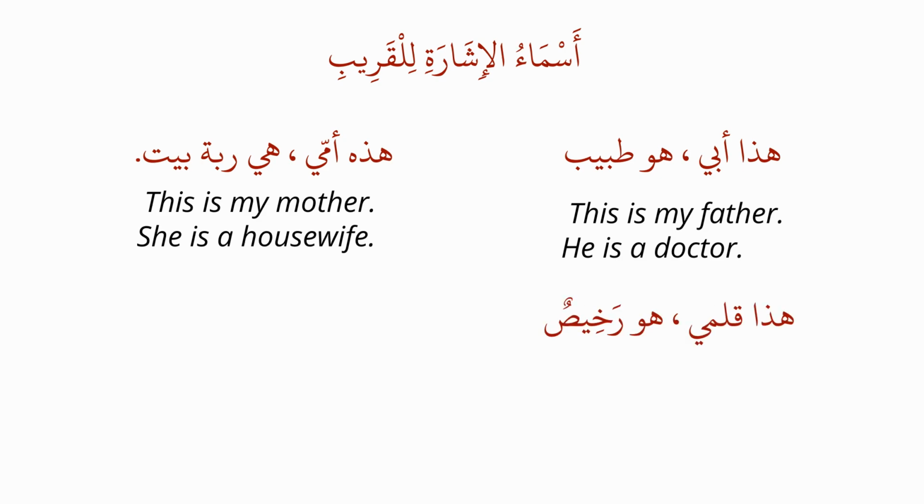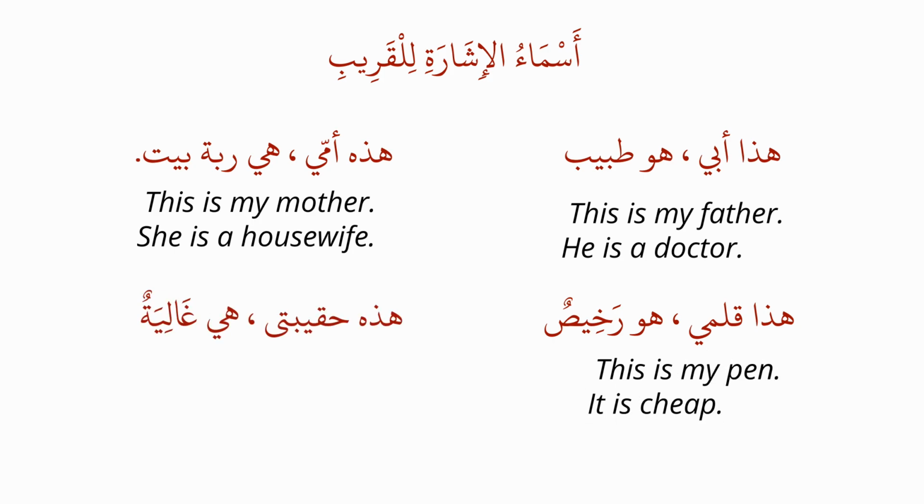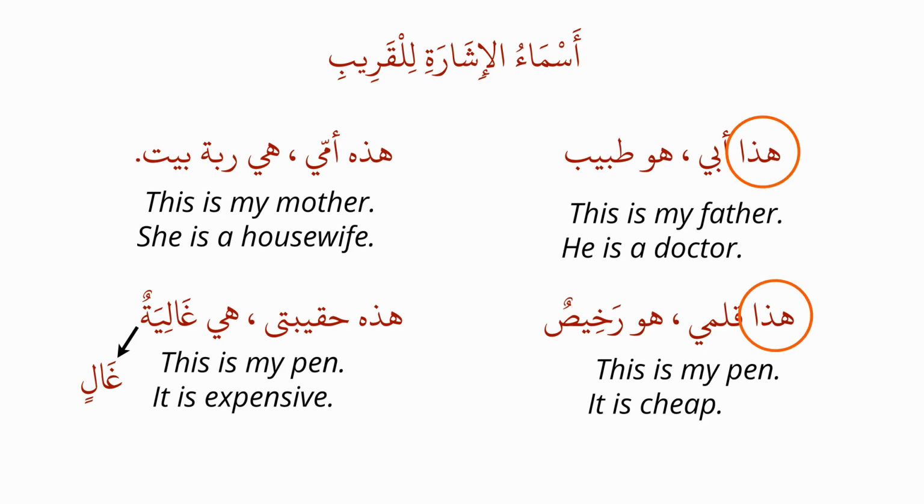هذا قلمي, هو رخيص. This is my pen, it is cheap. هذه حقيبتي. هي غالية. This is my bag. It is expensive. The noun غالية, meaning expensive, is the feminine form of غال, which means expensive too. So the demonstrative pronouns for singular near objects are هذا for مذكر, masculine, and هذه for مؤنث, feminine.